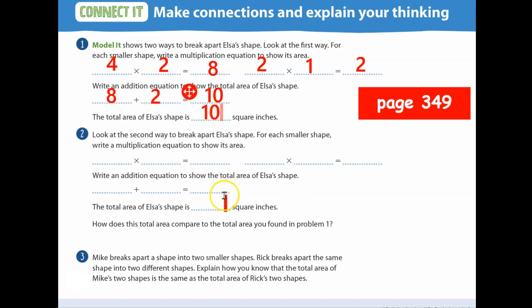Okay. The other way where they broke it apart, the way we did it, was 3 times 2. Then they got 6. And then that square was, what was the length and width of that square? 2 and 2, right? So 2 times 2, and that gave us 4. And then they added 6 plus 4 is 10. And that was an area of 10 square units. Okay.